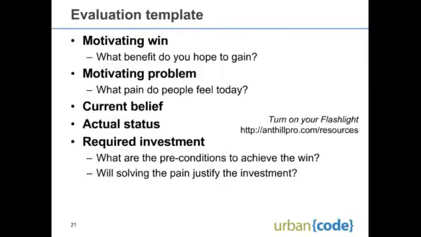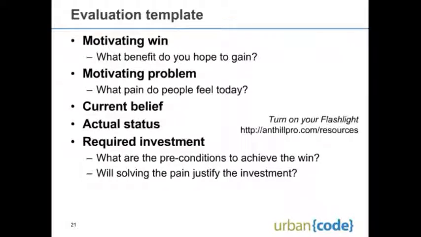And finally, if you look back at the pain, is solving the pain going to justify the investment required? If you go around the organization and talk to people, and they say, yeah, things aren't perfect, but really we don't have any problems, you might want to stop. Maybe this isn't worth moving forward.